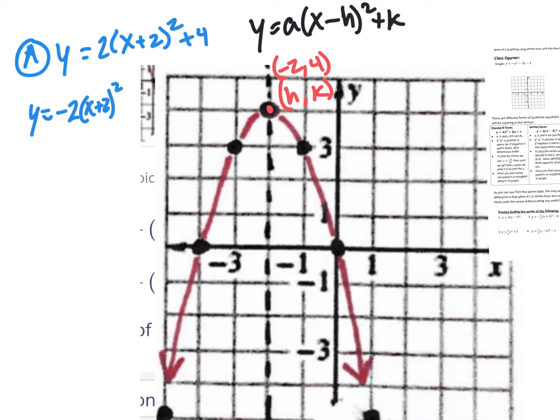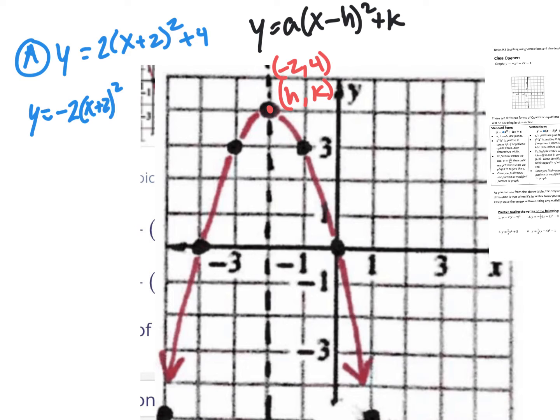So you technically know that your h value is negative 2. You technically know that your k value is positive 4. So what we're missing is the a value. Okay, the a value is what's missing. We know h is -2. We know k is +4.